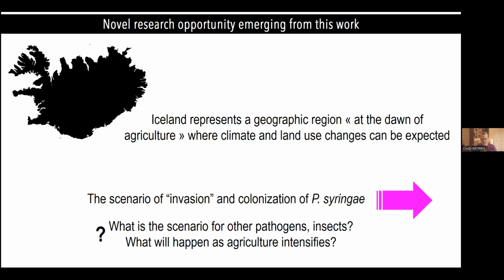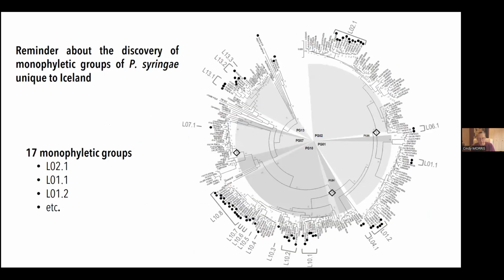So what would be the scenario of invasion and colonization by Pseudomonas syringae? And what would be the scenario for other pathogens or insects? And will it happen as agriculture intensifies? This is a place where we could ask this question. So let's go back to that graph where we had these monophyletic groups of Pseudomonas syringae that were like nothing else in Pseudomonas syringae. How did this happen?